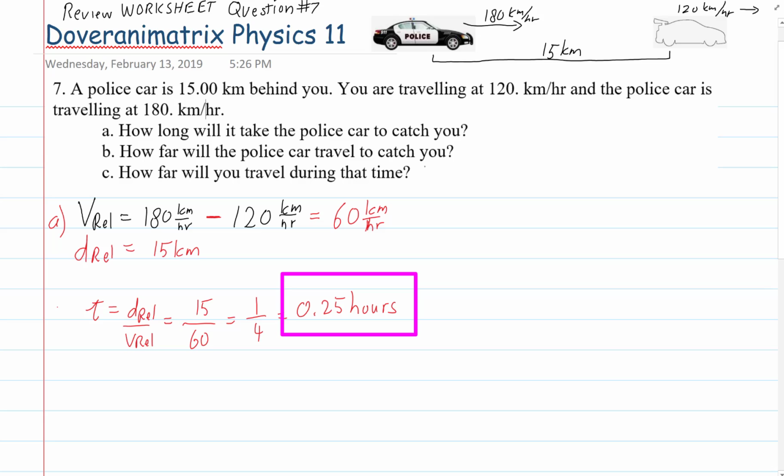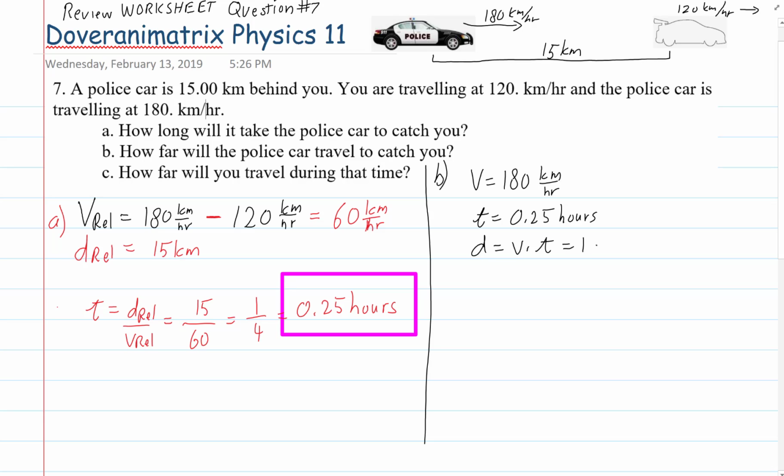B. How far will the cop car travel? The velocity of the cop car is 180. All we're looking at is the cop car right now, and we want to know the distance traveled. The only other thing that we have is the time, which is 0.25 hours. So the distance is velocity times time: 180 kilometers per hour times 0.25, or 1/4.